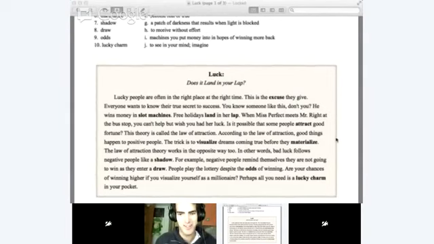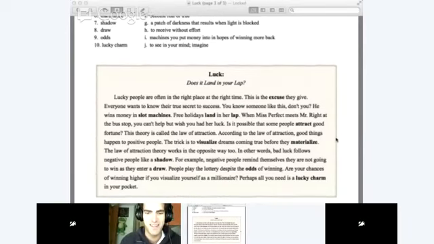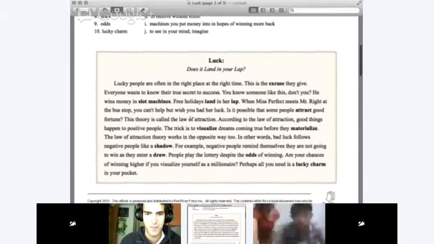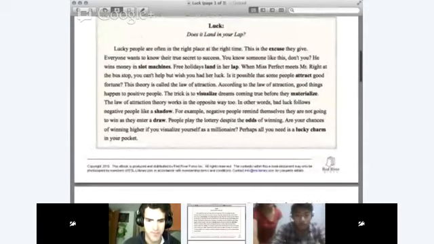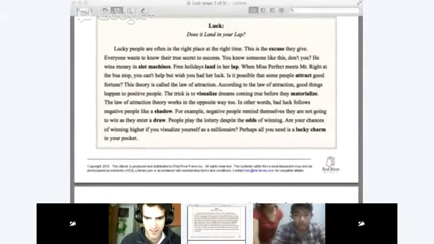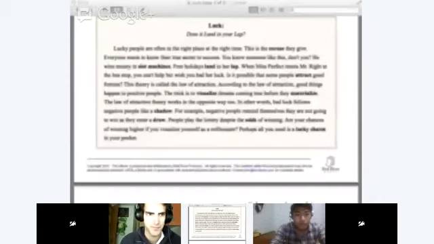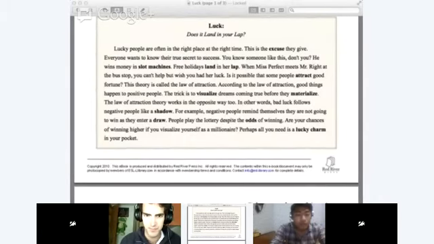Okay, so we're going to move on to the next part of the worksheet, and I've posted the link. And we're going to read this paragraph, Luck: Does it land in your lap? Do I have a volunteer to read the paragraph? Me. Okay, great.